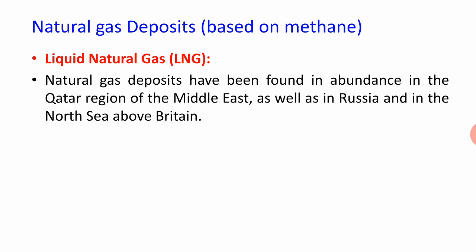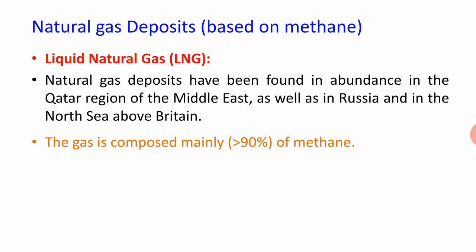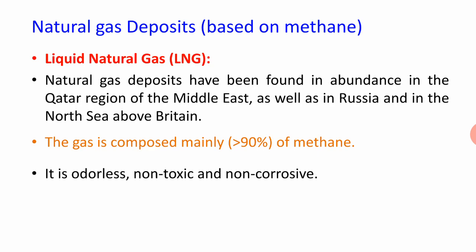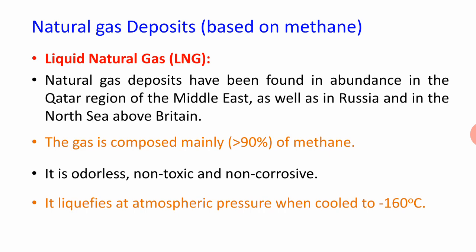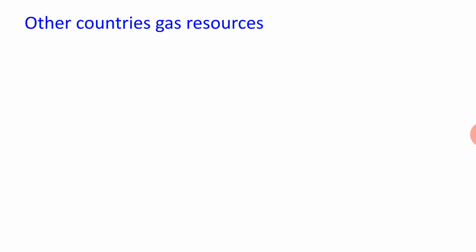They were found in three regions: Qatar, Russia and the Britain area. The gas is composed of greater than 90% methane. At the same time, it is non-toxic, non-corrosive and odorless. It liquefies at atmospheric pressure when cooled to minus 160 degrees centigrade. That means the gas comes to the liquid state at minus 160 degrees centigrade.